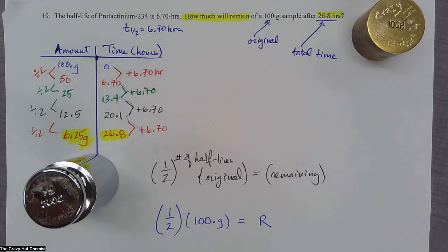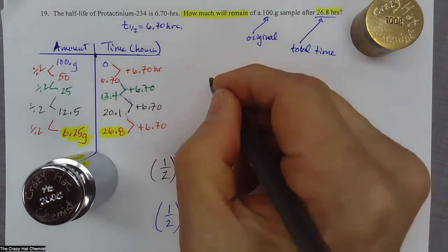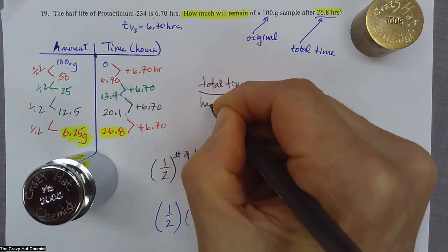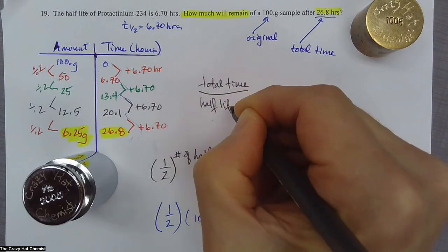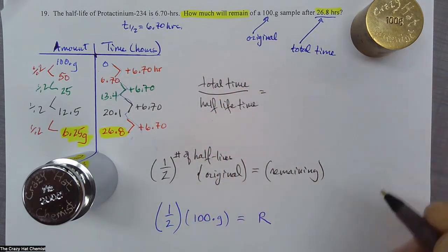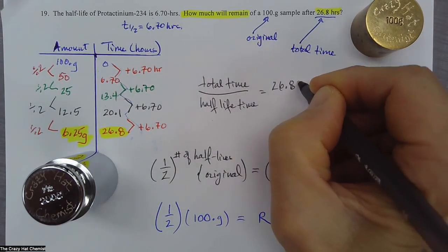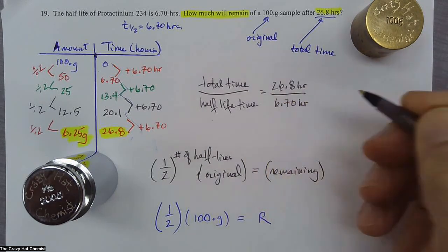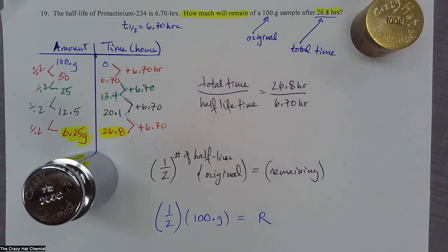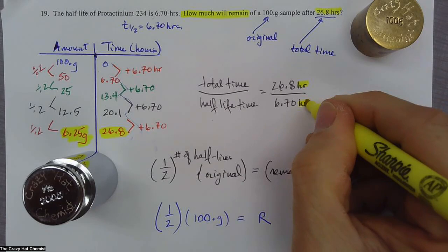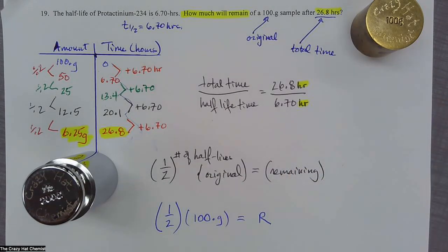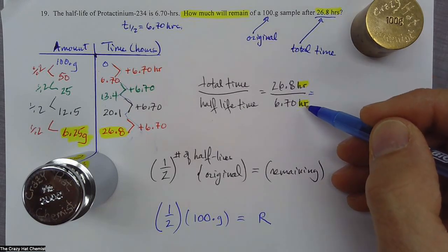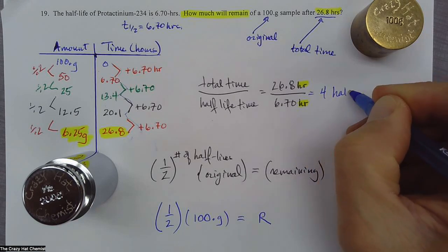So to acquire the number of half-lives, this is what we're going to do. We're going to take the total time divided by the half-life time. The total time is 26.8 hours. The half-life time is 6.70 hours. Now you need to make sure that these two are in the same set of units, which are hours. If one's in hours and one's in seconds, you need to convert one into the other. So we're going to do 26.8 divided by 6.70, and we're going to get 4 half-lives.